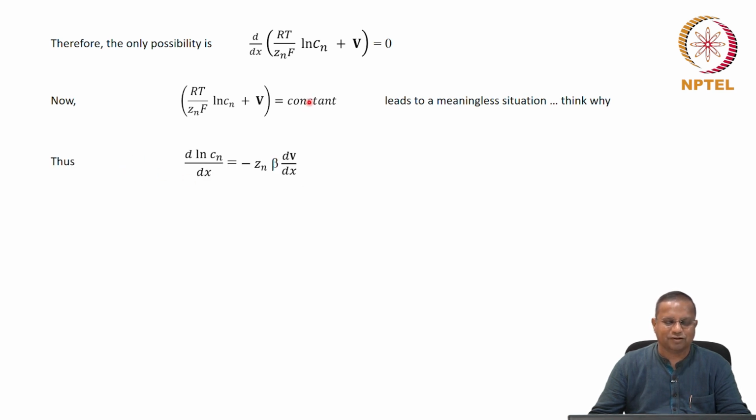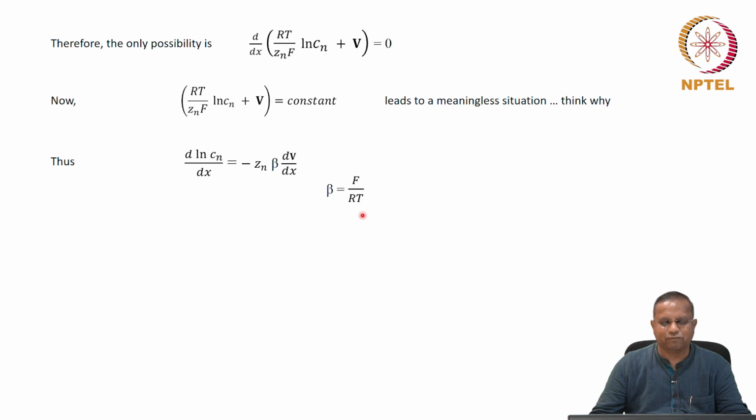Therefore, the only way by which this term would be 0 is that the argument itself is 0. This is the sum of two terms, so it is 0 only if this term cleanly cancels out this term. In other words, d ln Cn/dx equals minus Zn beta dV/dx. So this is the only condition that is possible.